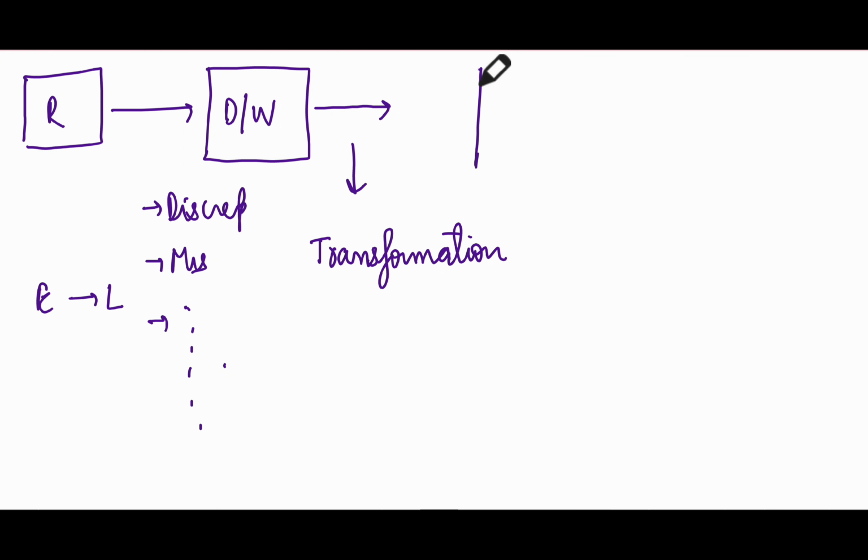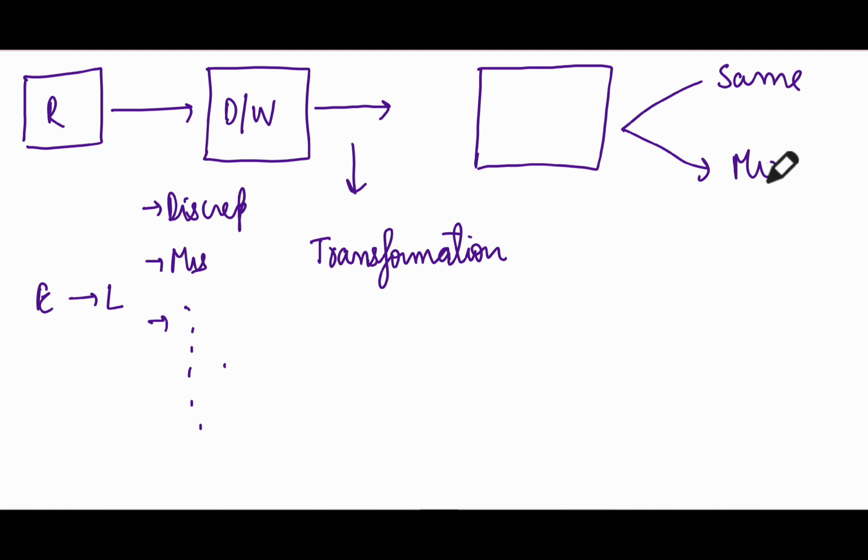And after doing transformation, there are two methods. You can either store it on the same server, or you can migrate it to some other place. If you have seen, there are multiple projects, some data migration projects you would have heard about, data warehousing projects you would have heard about. These are those only, where you transform the data.